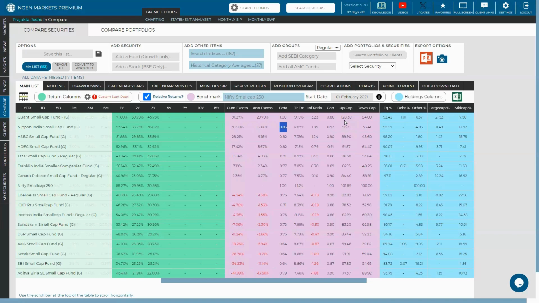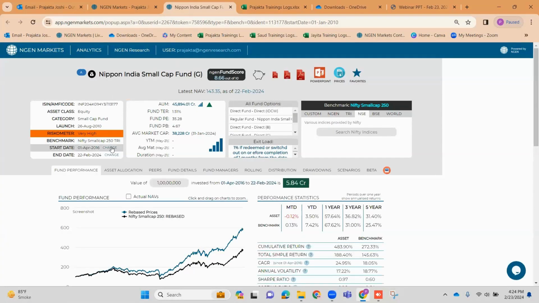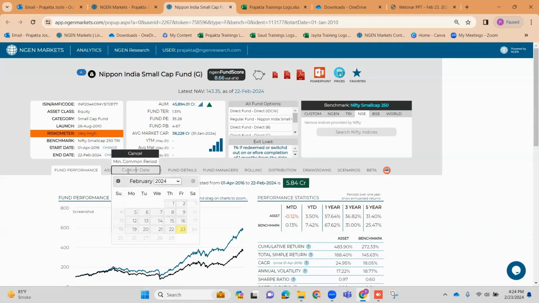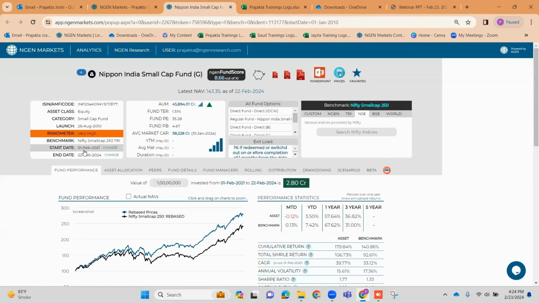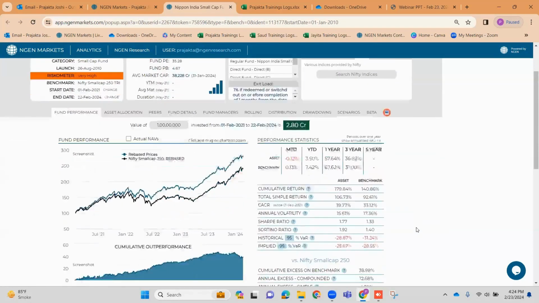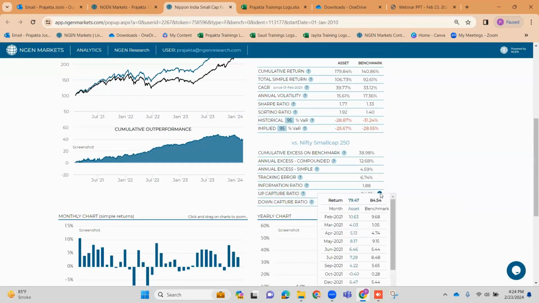To understand this in a better manner, I'm going to simply open a fund in a new tab and show that to you, right? Let's simply load in Nippon India Small Cap in a new tab. It opens up here. Let's again put in a start date, which is similar to what we were doing in the compare section. So 1st of February 2021, and I click on run. So now this is again a 3-year analysis that we're doing. Scrolling down, let's come to the up capture and down capture ratio. Here, click on the I button that you can see beside the up capture and down capture ratio.